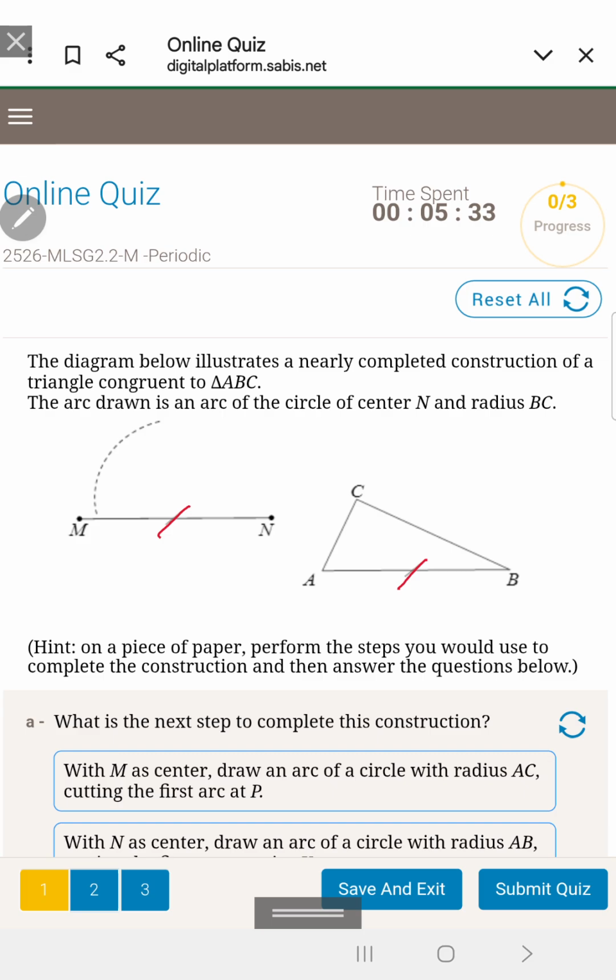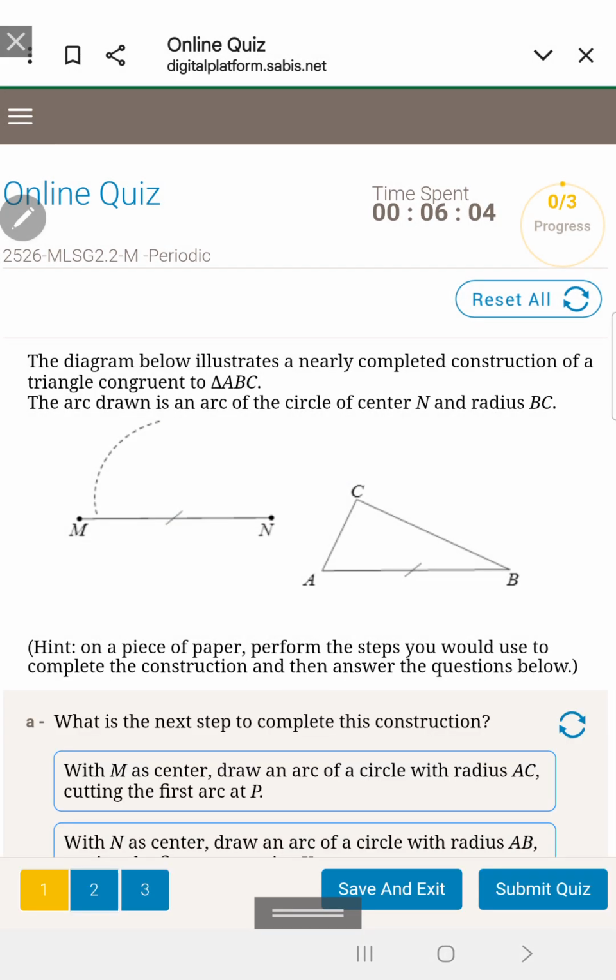So in order to continue construction, they did a step for you. They opened the compasses with center N here and distance BC, this distance here, which means now you ensure that this distance from here to here is equal to distance BC. Now, the last step you have to do is to construct the side AC.